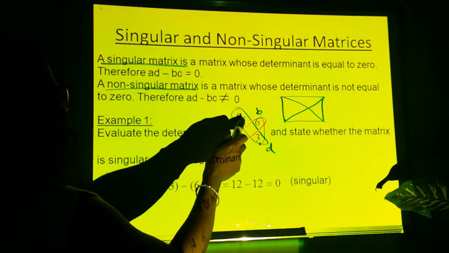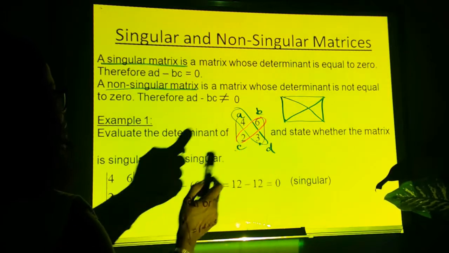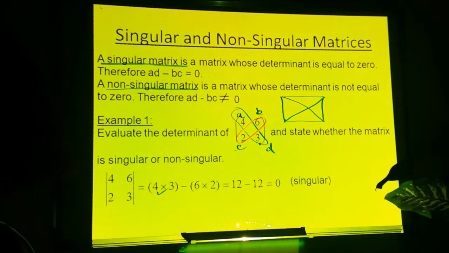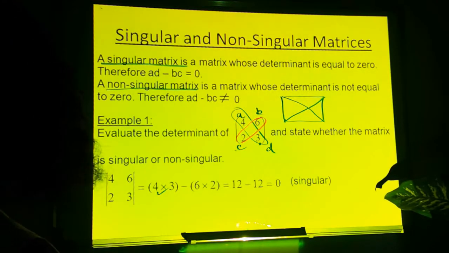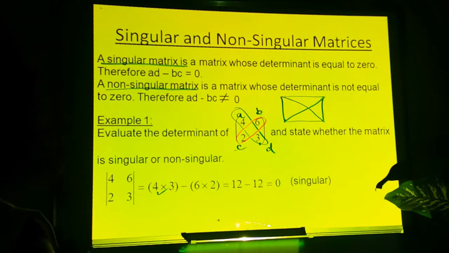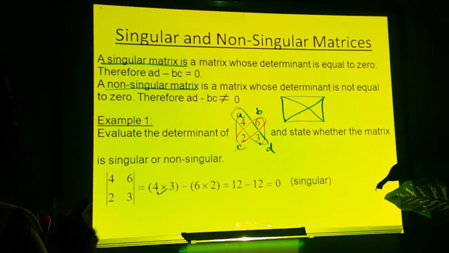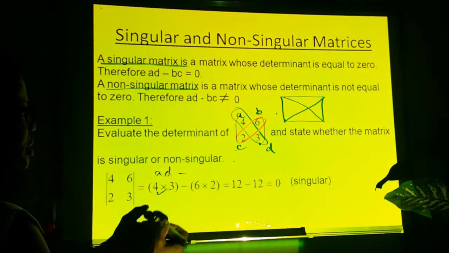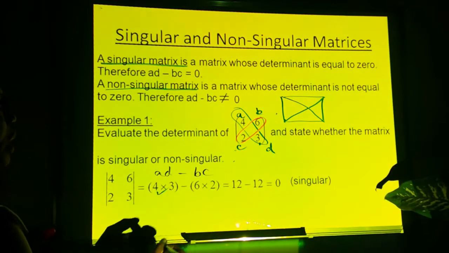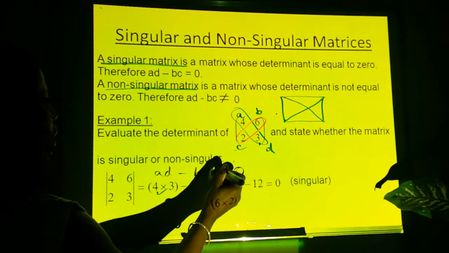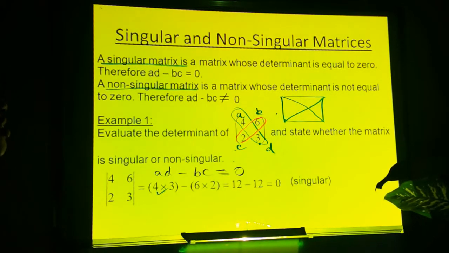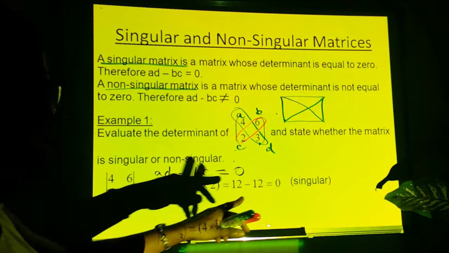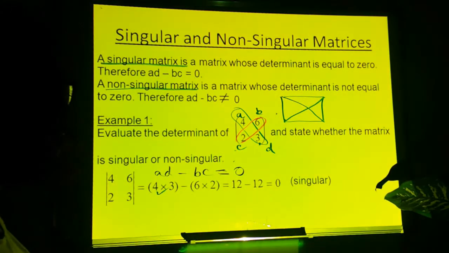We start with the A, top left. Bottom right is D, not B. Okay? Dog, not boy. Alright, and state whether the matrix is singular or non-singular. So we multiply 4 by 3 because this is AD, and B times C. And if we get 0 for the answer, it means that matrix is a singular matrix. So we write that the answer is 0 and it is a singular matrix.